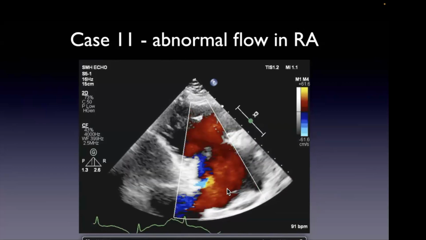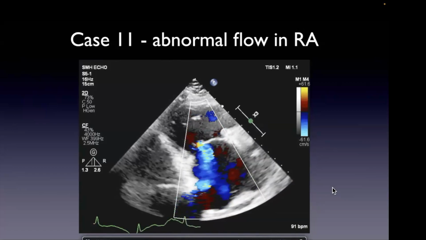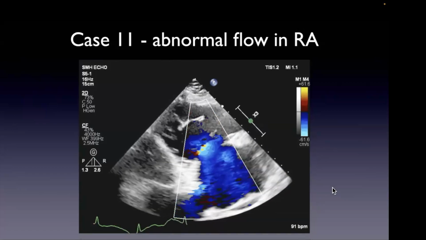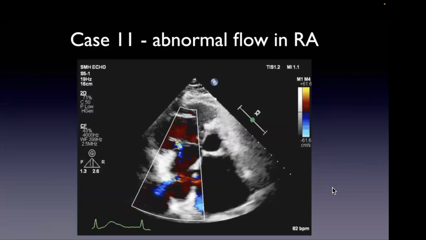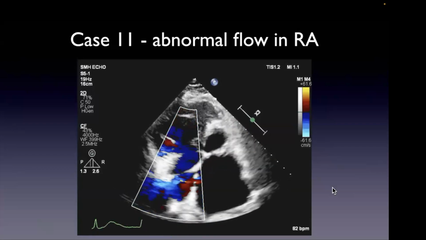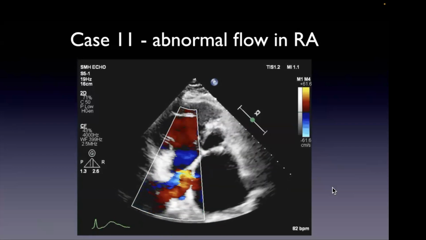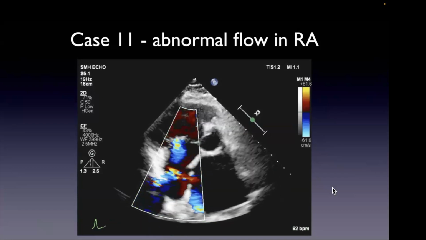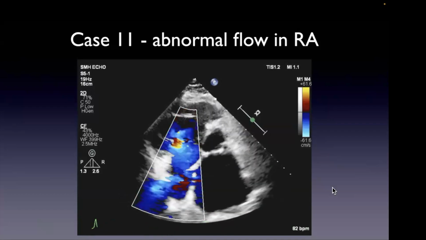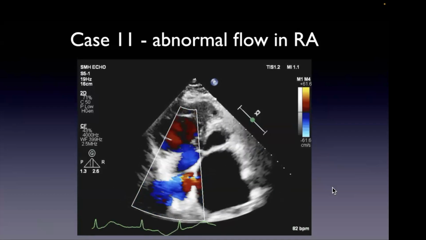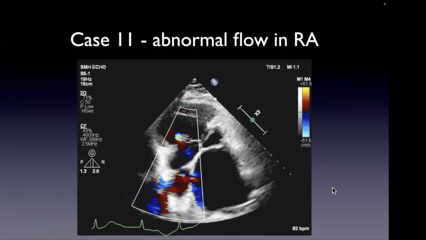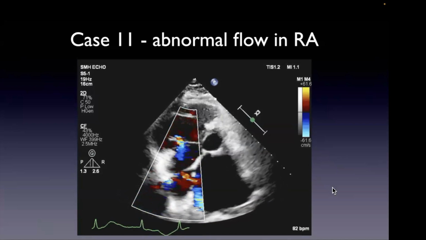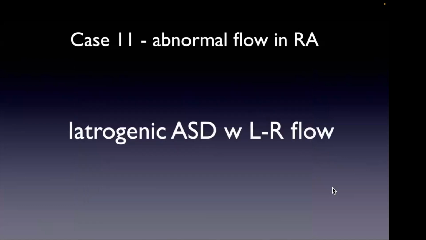So what flow is this? Yeah, so it's a flow across the atrial septum. This is a patient who had a transcatheter procedure. And you can tell from the flow, the left atrial pressure is probably quite high. The left atrium is dilated. That's why it's so prominent. Okay.